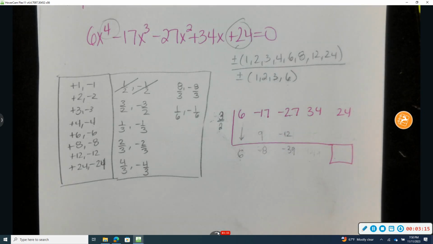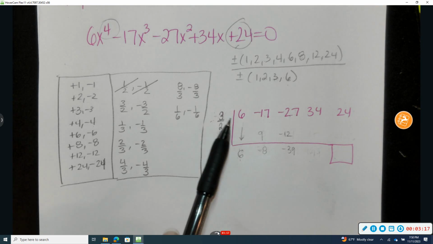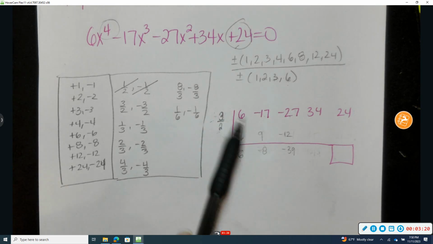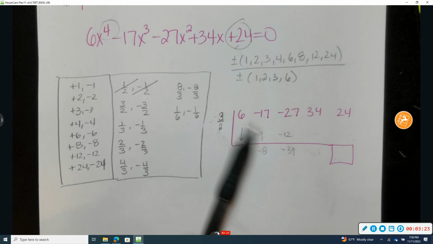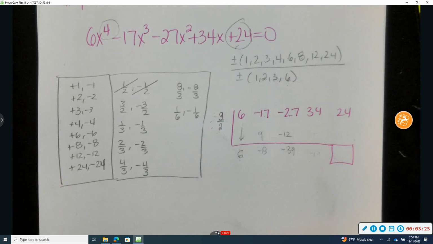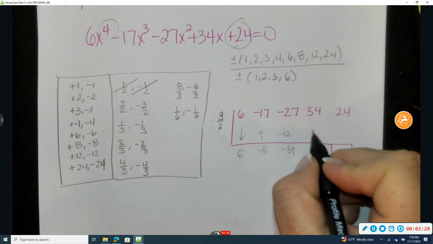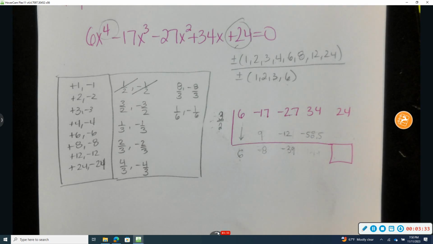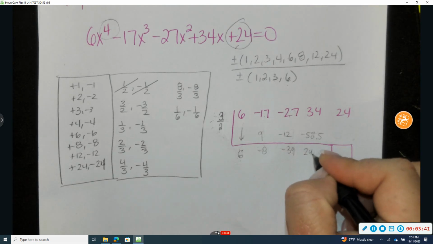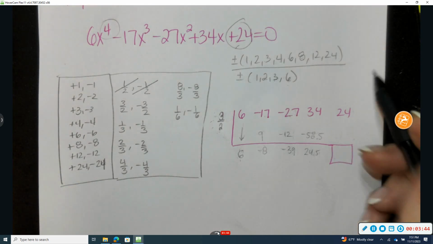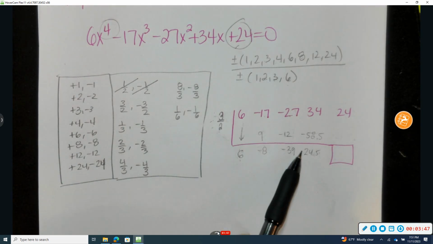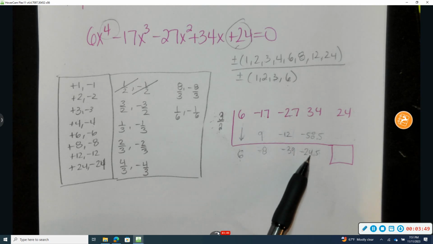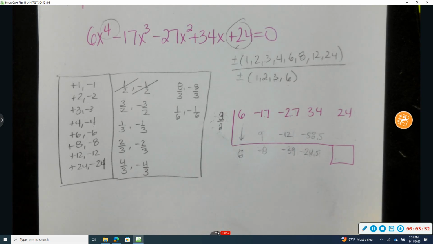Okay, so now I'm going to take 39 times 3. Okay, so 39, that'd be -117, and then I divide it by 2, and this is -58.5. Okay, we're going to combine that with a 34, so -58.5 combined with 34. This is not looking good. Is 24.5. I'm not thinking this is going to work out. So I'm going to take -24.5, take it times 3, and then divide it by 2.